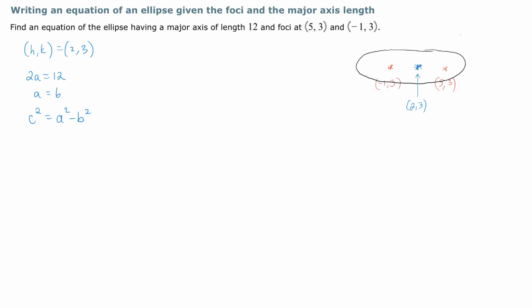Do we know c? We actually know c. We counted it earlier. It was 3, right? Yes, c was 3. I could label it in the picture if you want. That is c right there. C is also positive, it's 3. So we could actually solve for b. B squared then would be what? A squared minus c squared.